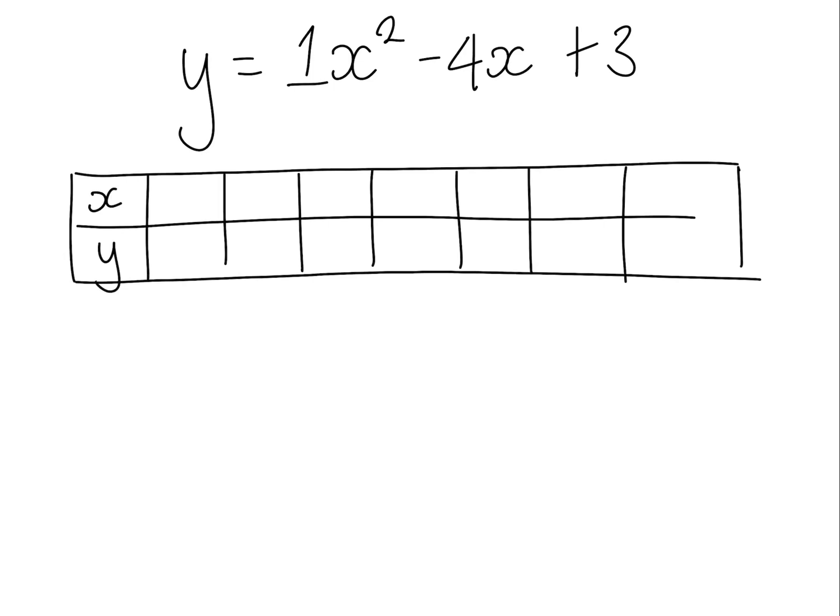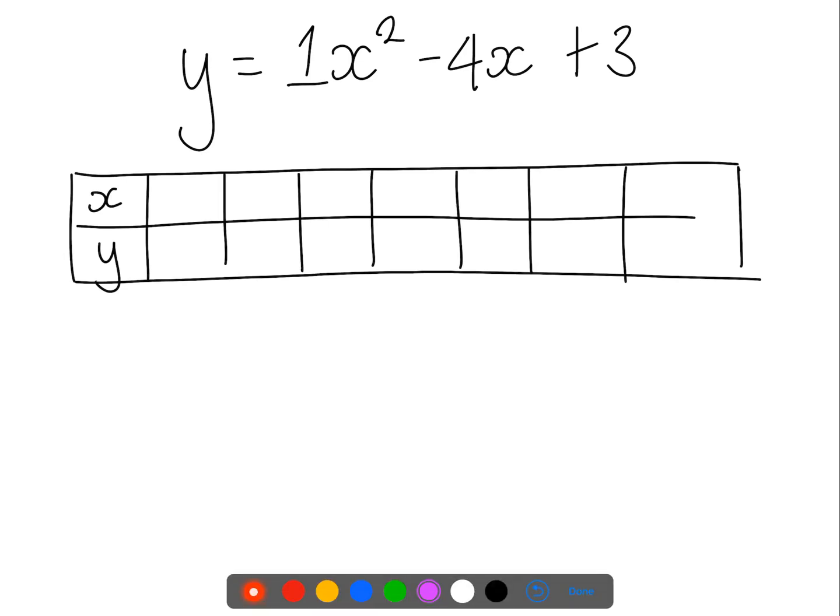I would recommend having 7 boxes along there that are empty, and you take the turning point, which was 2, and you put it in the middle box. Then you go up and down on each side. So that's 3, 4, 5, and 1, 0, negative 1. Then for each of these numbers, you will have to substitute the value of that into your equation.